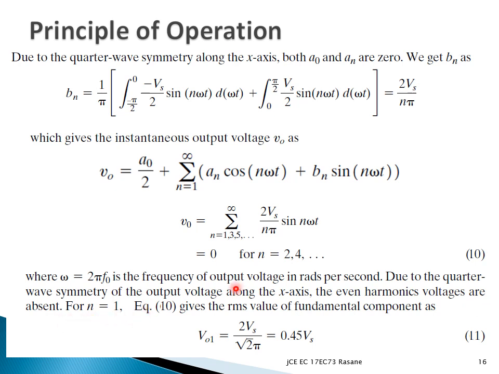For n equal to 1, if I substitute n equal to 1 in this particular equation, this will give me V01 equal to 2Vs/(√2 π), with n substituted as 1, and we have sin ωt. Okay, sin ωt is there. So I take only the RMS value, Vs√2/π. So that becomes equal to 0.45 Vs.